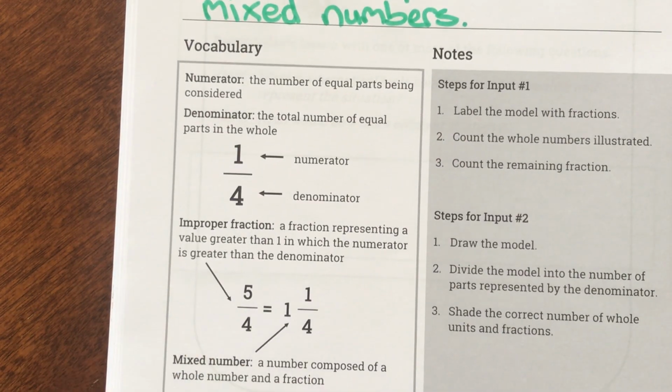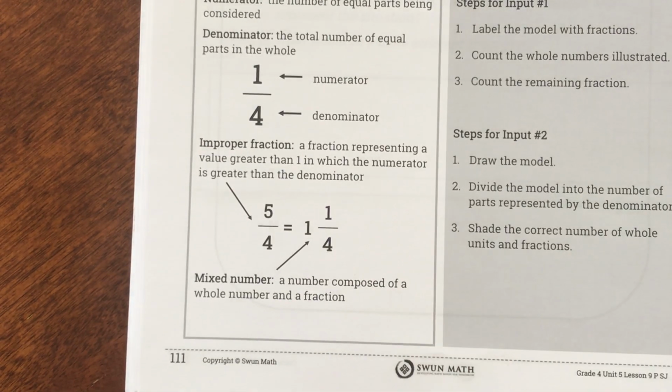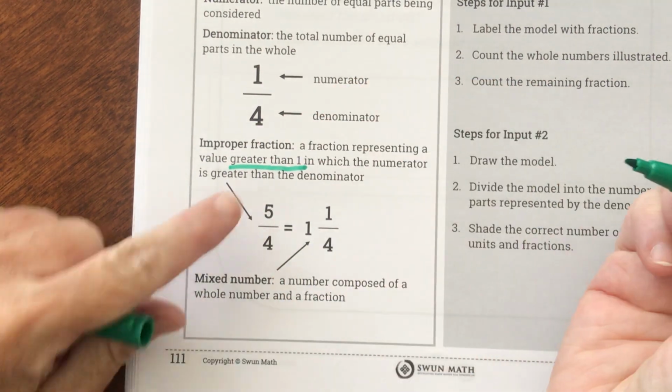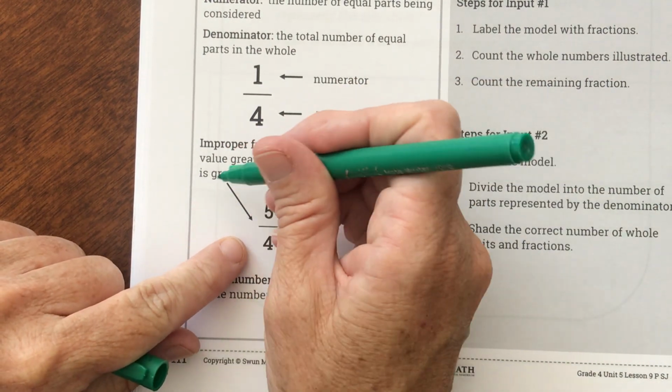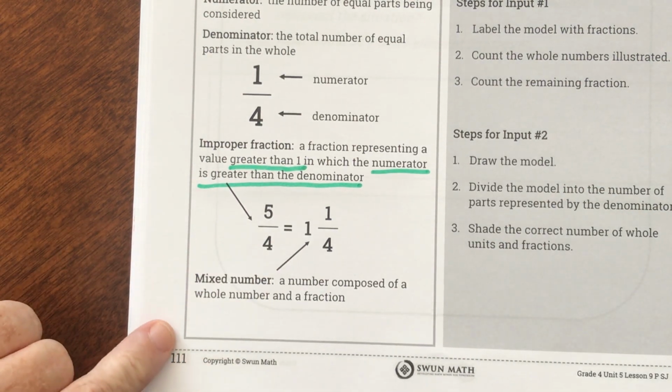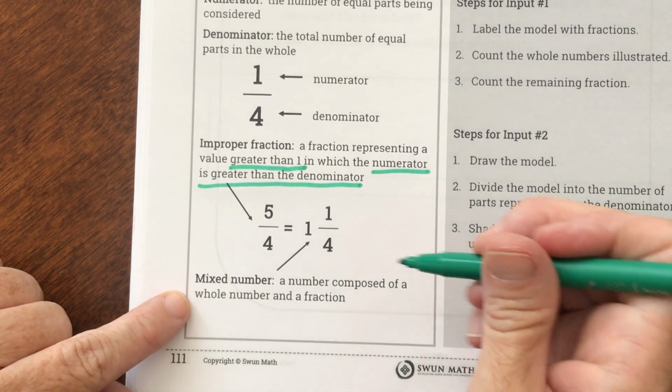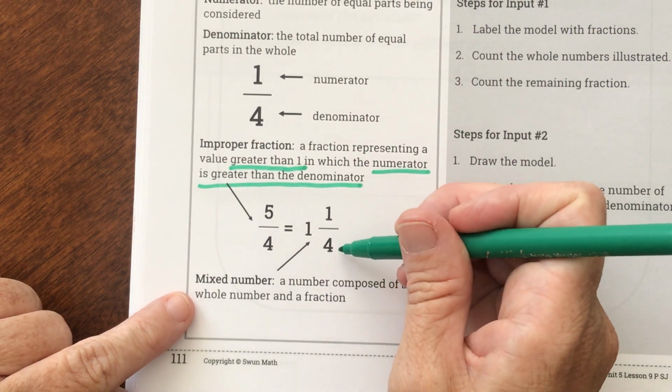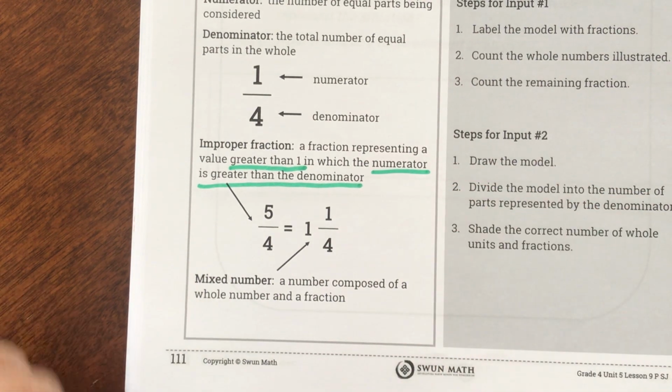Our first words are just reminding us again about the definitions of a numerator and a denominator and what they each mean. And then they are reminding us what an improper fraction is, that is greater than 1 with a numerator that's greater than the denominator. And then they're reminding us that a mixed number has a whole number and a fraction mixed together.